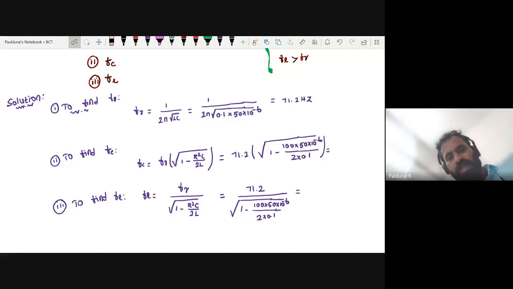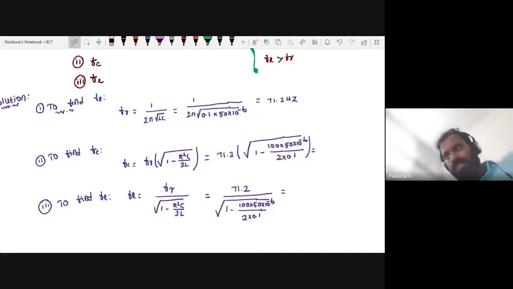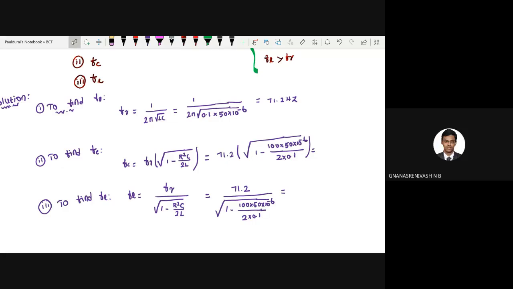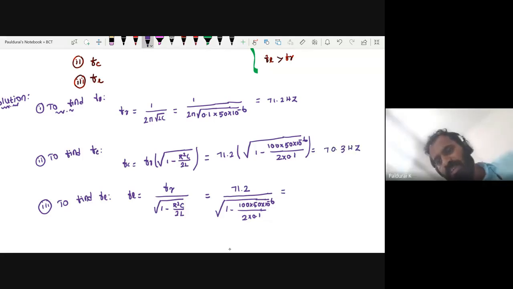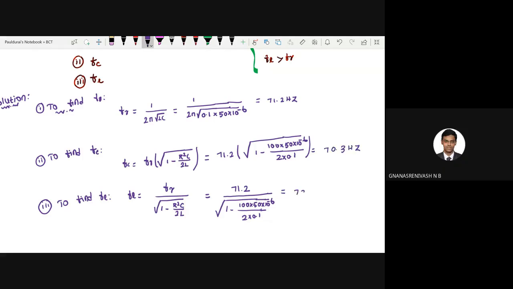One of you please find FC, another one please find FL, and let me know both the values. Particularly for FC, frequency at which maximum voltage occurs across capacitor. Definitely should be less than 71.2. FC is 70.3 hertz. FL is 72.13 hertz.